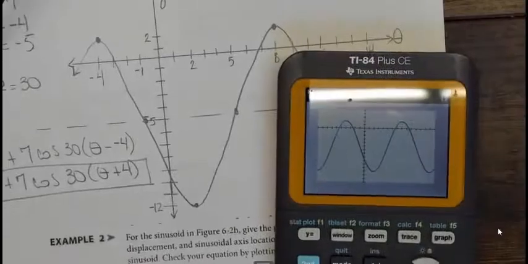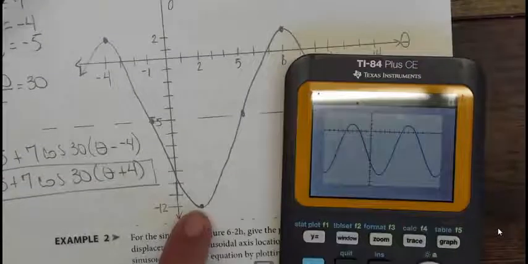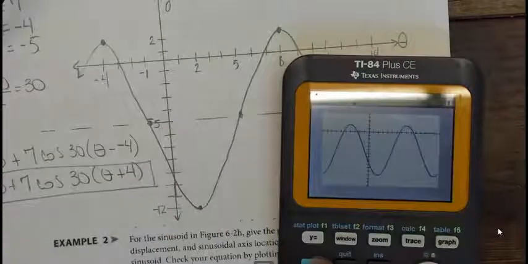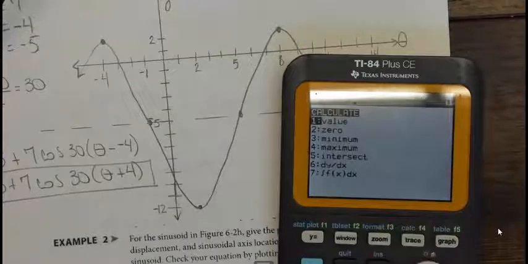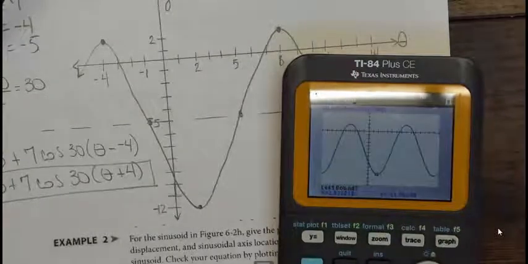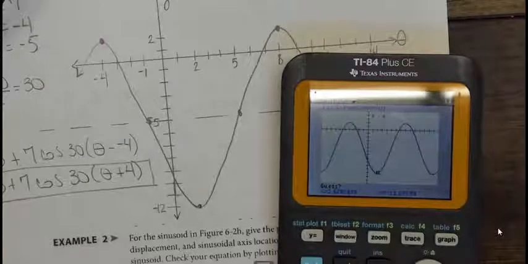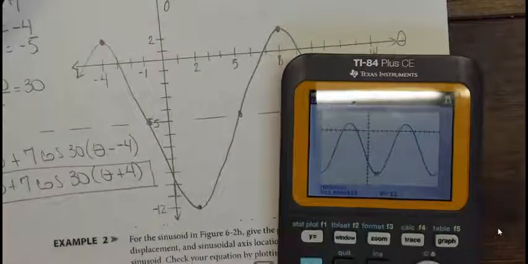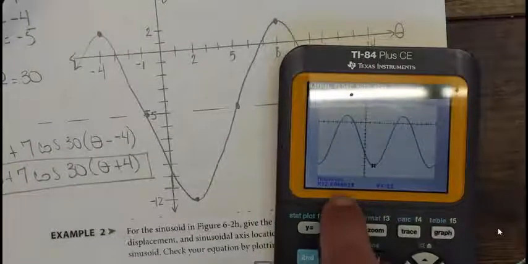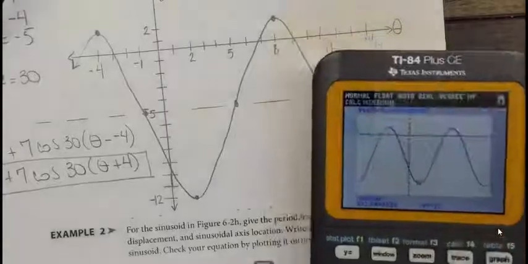And I can check some of these points. For example, this low point is 2, -12. So I could calculate a minimum, make sure. I could also trace it. So I got, well, that's really close to 2, -12. So that totally checks out.